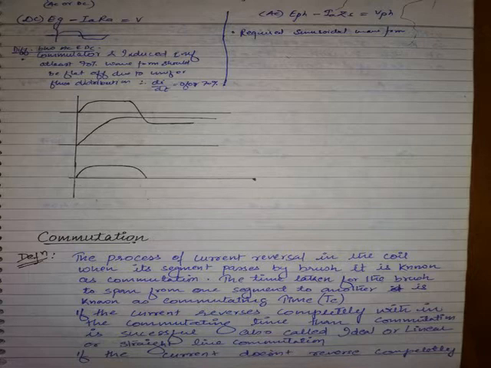The process of current reversal in the coil when it passes the brush is known as commutation.